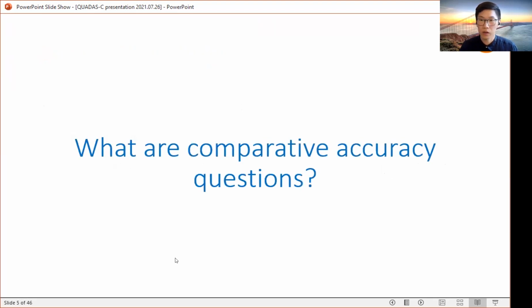So let's talk about the first thing, and that is, what are comparative accuracy questions? So comparative accuracy is to some regarded as a kind of niche field of research, but I tend to disagree because a lot of questions that clinicians have is, how does one test's accuracy compare with another? And actually, if you look at all of the diagnostic accuracy reviews in the Cochrane library, more than half of them actually have a comparative accuracy question.